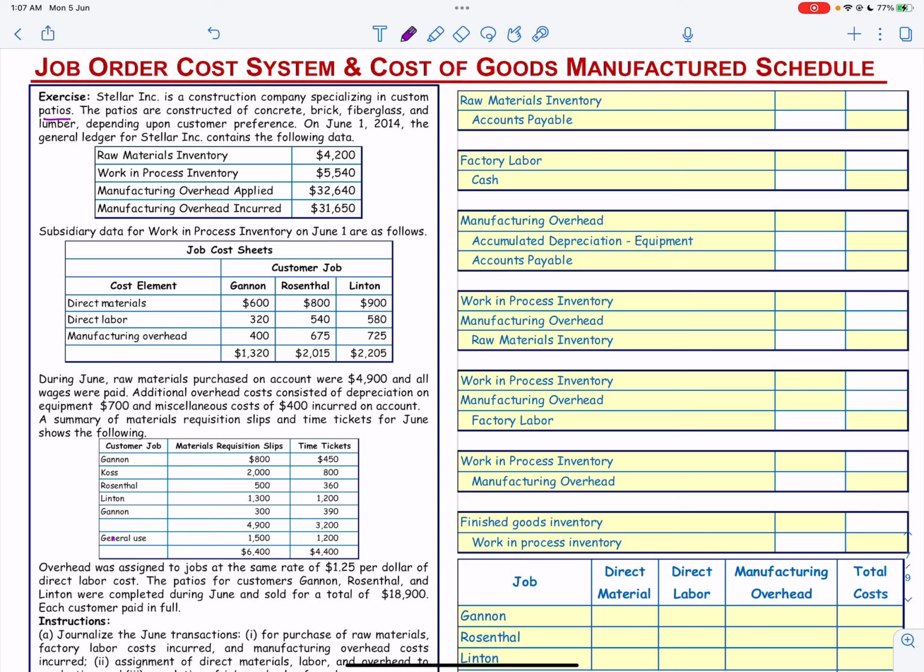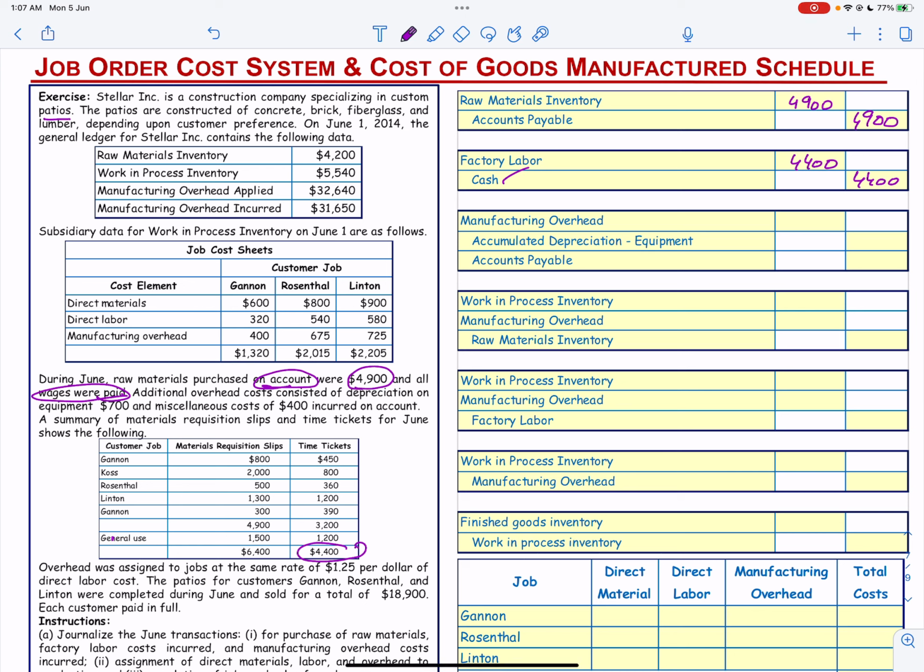We have the raw material of 4,900. So raw material inventory is debit by 4,900, and this is on account. So accounts payable is credit by 4,900. Then we have the factory labor, and the factory labor is how much? Factory labor is 4,400, and wages were paid, so that's why we have cash 4,400.